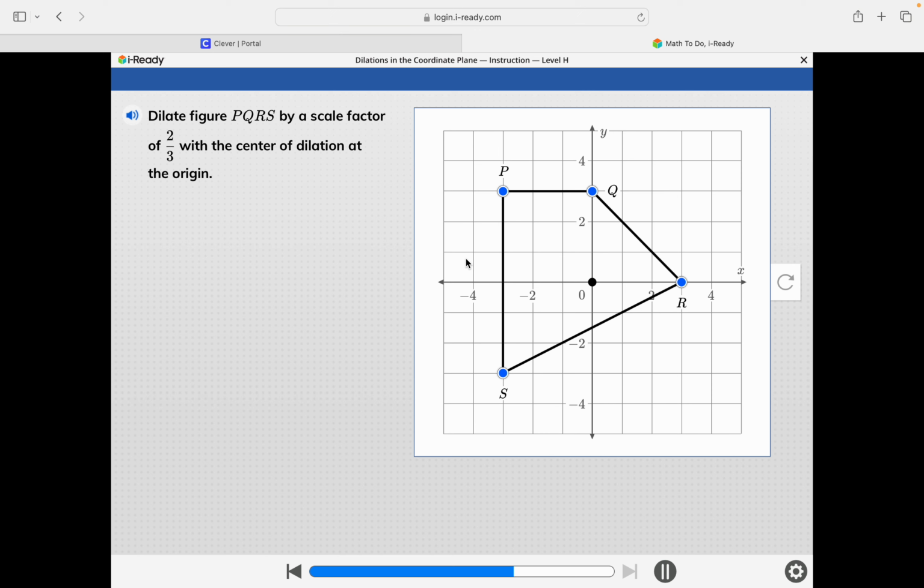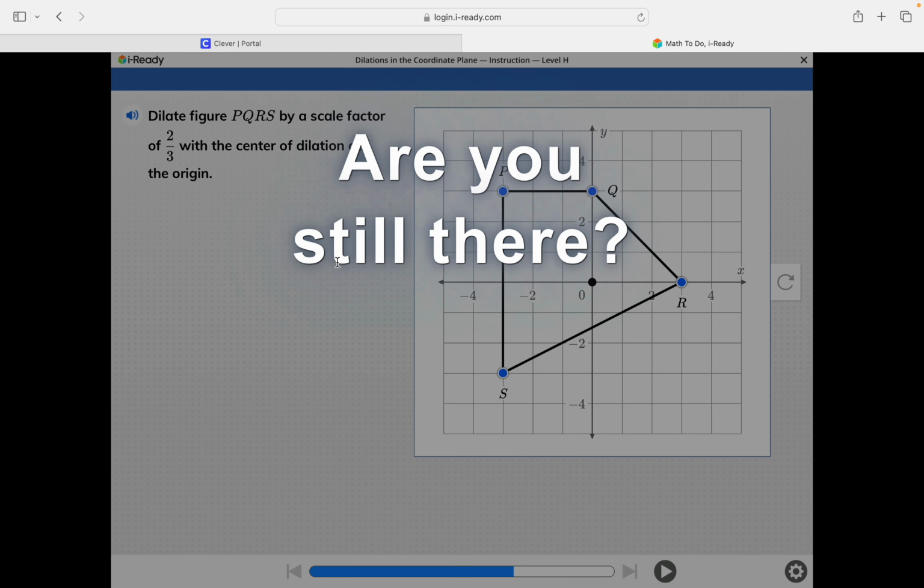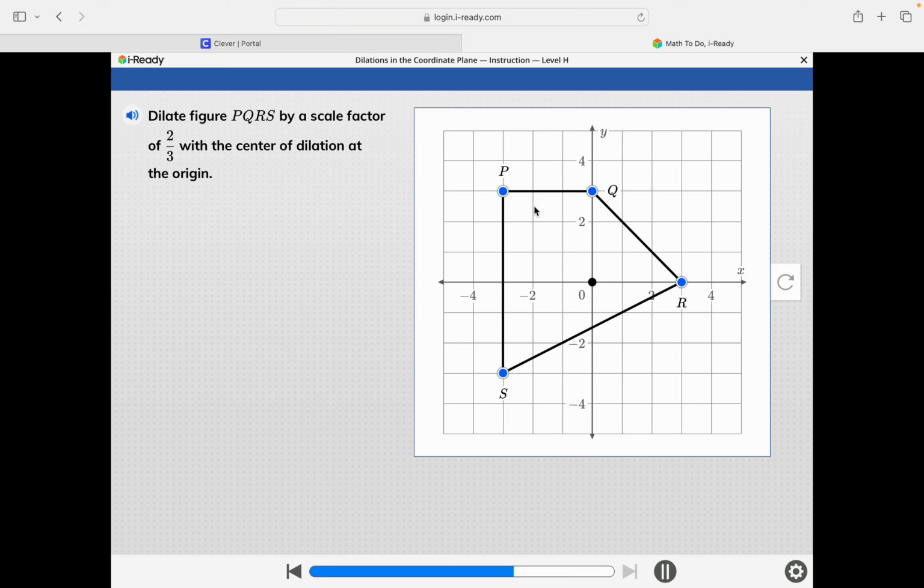Now pause. I'll do the P and then you Q and then I R and you S. P, the real one, is -3 and 3, but we are dilating down into 2/3, so -2 and 2. So now I'll bring the P to the origin and make it P prime.